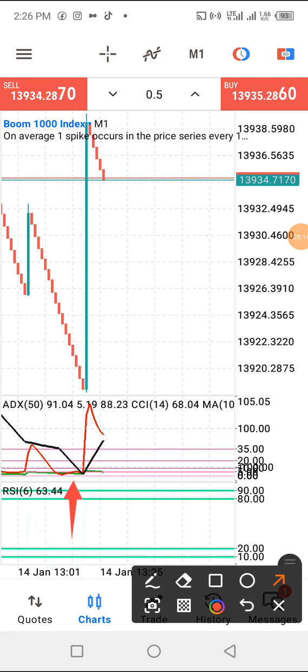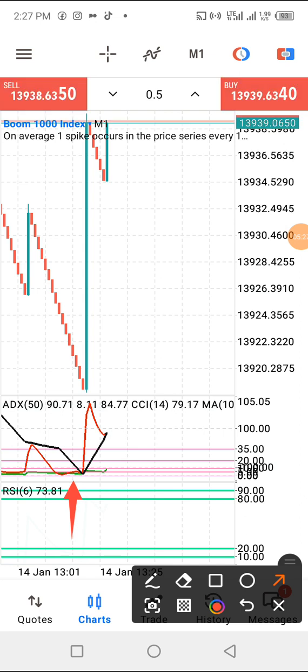The second lookout is we want to also see the black, the moving average, and the CCI in that same level. When they meet around the axis, when they meet at a point like this, then expect a spike.